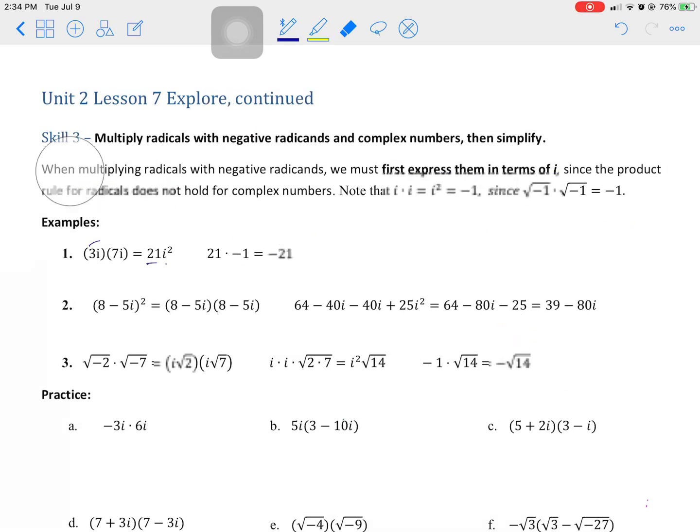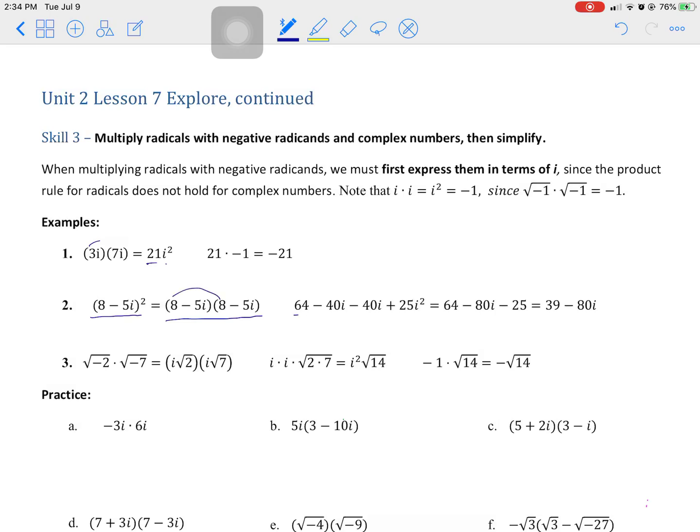Get all this other stuff out of the way. Remember, when you have anything squared that's in parentheses, you want to write it twice, right? It's not just distributing that 2. That's not how you do those for anything complex or irregular. So we want to FOIL these.